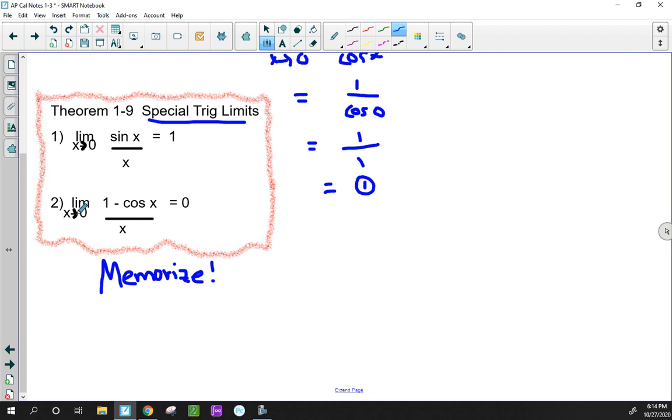The limit as x approaches 0 of 1 minus cosine x over x equals 0. When I have this and I'm substituting 0 in, the answer is going to be 0. You don't necessarily have to go through all the steps with rationalizing and simplifying using algebra. Again, these two you just must memorize. Please remember that.